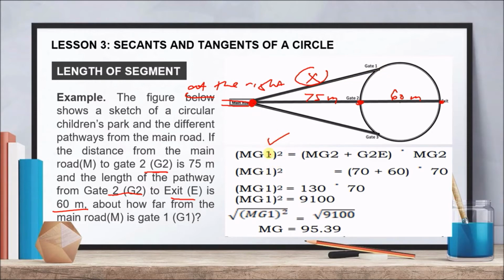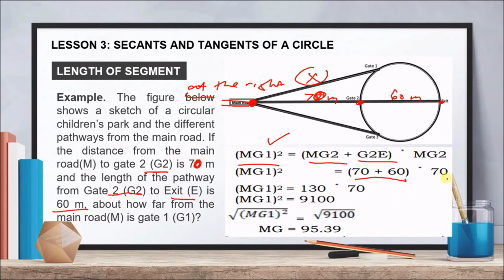So i-square natin yan, nakita nyo dito. Multiplying that, or that is to be equated by the entire secant from main road up to the exit. Okay? That's the combination. Or pwede nating sabihin na main road up to the gate number 2 and then gate number 2 up to the exit. Or simply main road up to the exit, which is 70 plus 60. Okay? So let us change that already into 70 na lang. We have some mistake from our given information here.